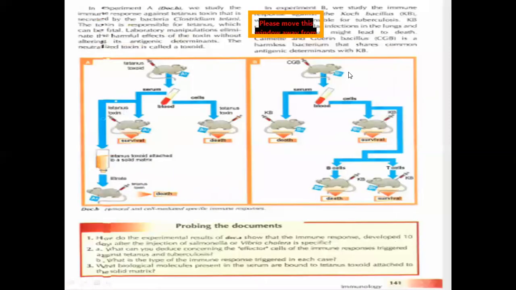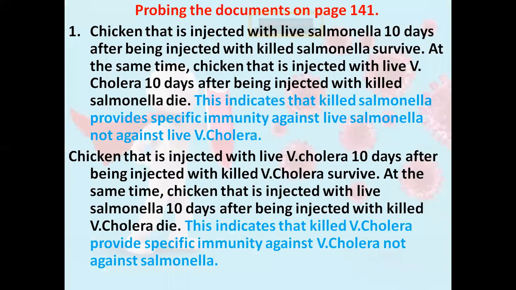Here the question is: how do the experimental results of document A show that the immune response developed 10 days after injection of Salmonella or Vibrio cholera is specific? Part number 1, I interpret. A chicken injected with live Salmonella 10 days after being injected with killed Salmonella survives. At the same time, a chicken injected with live Vibrio cholera 10 days after being injected with killed Salmonella dies. So what does this indicate? This indicates that killed Salmonella gives specific immunity against live Salmonella, not against live Vibrio cholera.